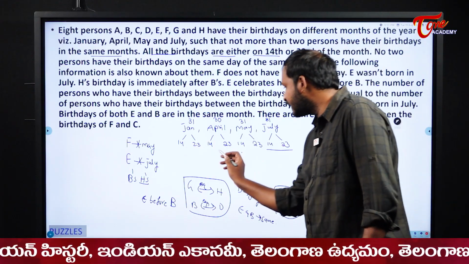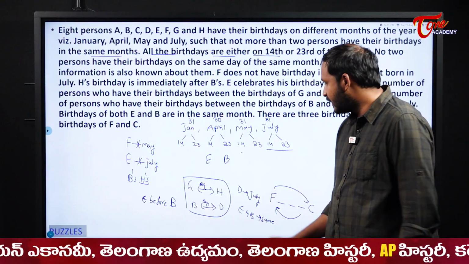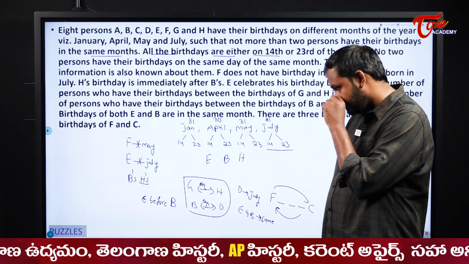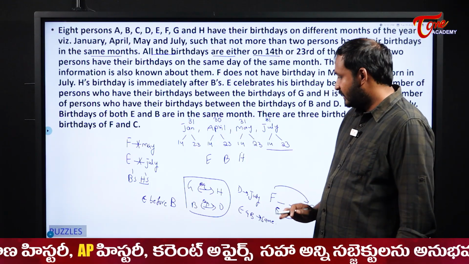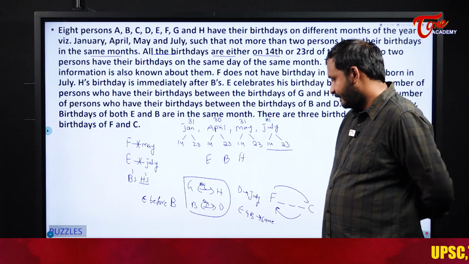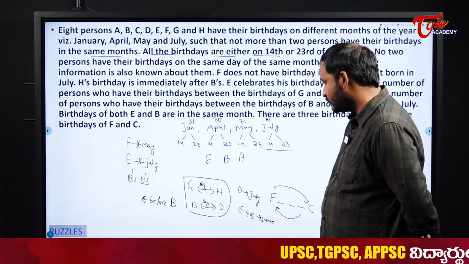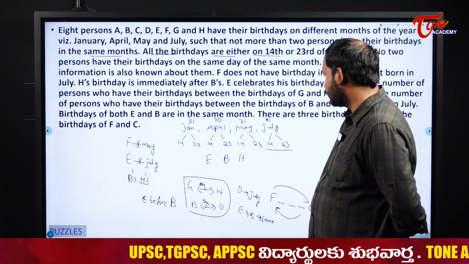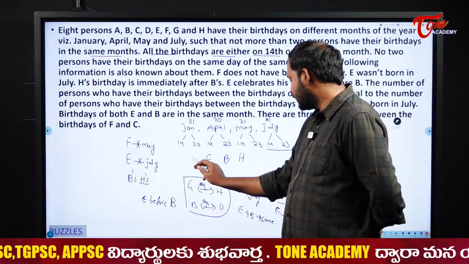So next I will take that E and B have taken birth in the month of April. Then after that I will have H. So this is the possibility for me. E, B and H. Now next, D in the month of July, D can be any one of these two. And F is not in the month of May, so F will not come here. So F can be here or here.